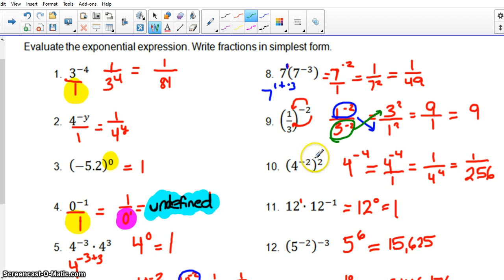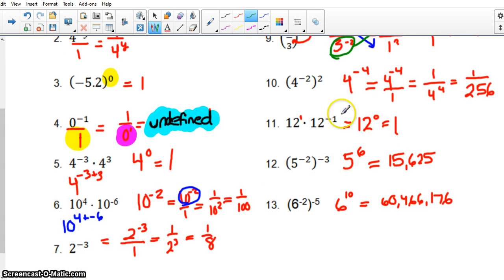For number 10, again, distributing my exponents, so that means multiplication. So I have 4 to the negative 4. I put that over 1, and I flipped it to fix it, so when it simplifies, it becomes 1 over 256. With number 11, there was that exponent of 1 that was hiding, so you keep your base and you add your exponents together to get a 0 power, and anything raised to the 0 power is 1.